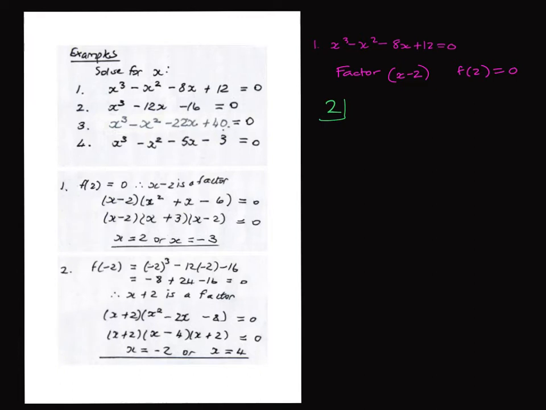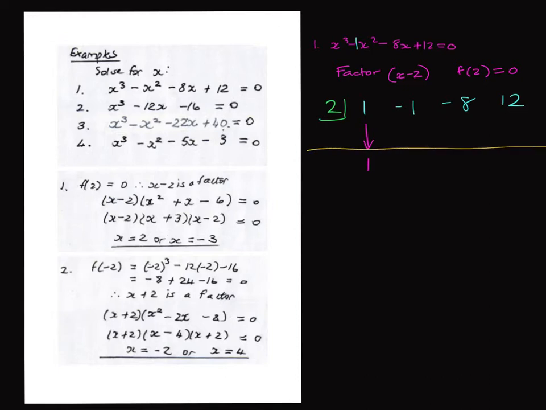So the coefficient of x cubed is 1. Coefficient of negative x squared is negative 1. Then it's negative 8. And then we take the constant of 12. Then you're going to drop this 1 down. And then you're going to draw yourself a line there.